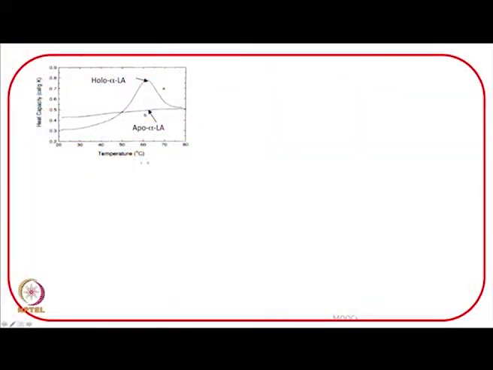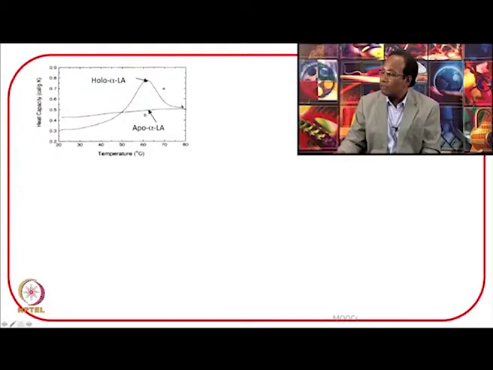Immediately after those reports, another report appeared in literature where they performed differential scanning calorimetry of apo-alpha-lactalbumin and holo-alpha-lactalbumin. Let us discuss what they observed. Let's take a look at this figure. This figure shows the DSC of holo-alpha-lactalbumin. This well-defined thermal transition corresponds to holo-alpha-lactalbumin, and the flat line represents the DSC profile of apo-alpha-lactalbumin.